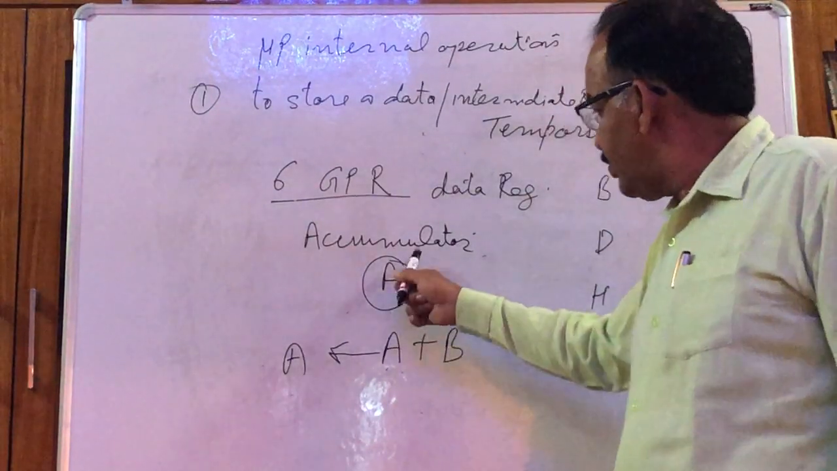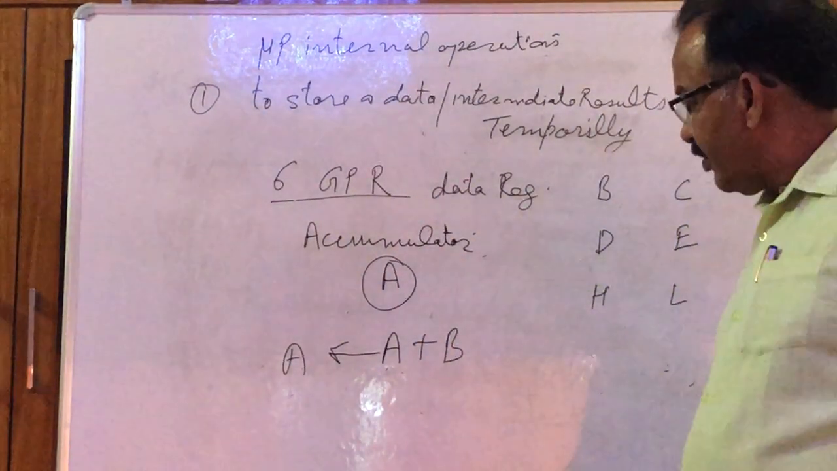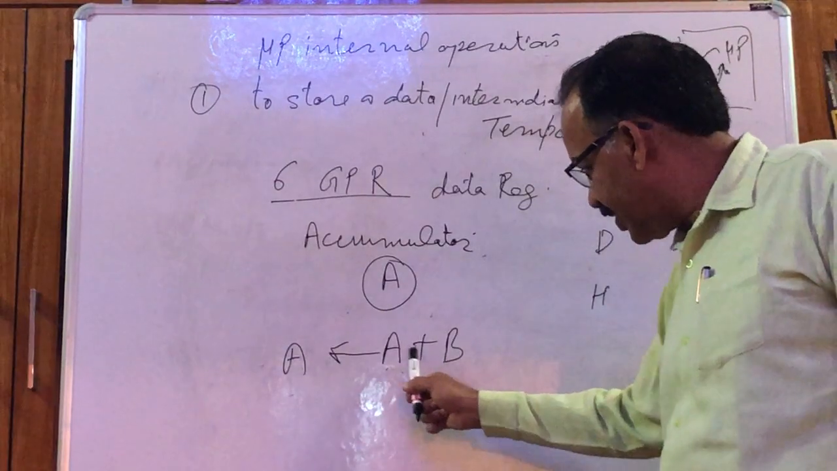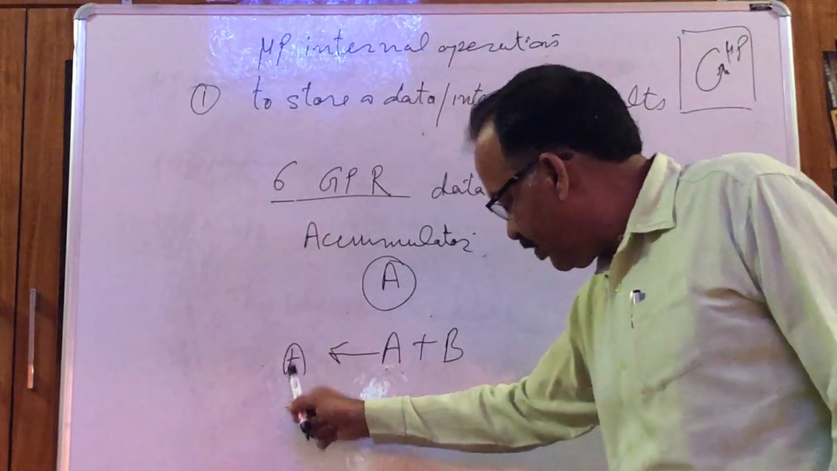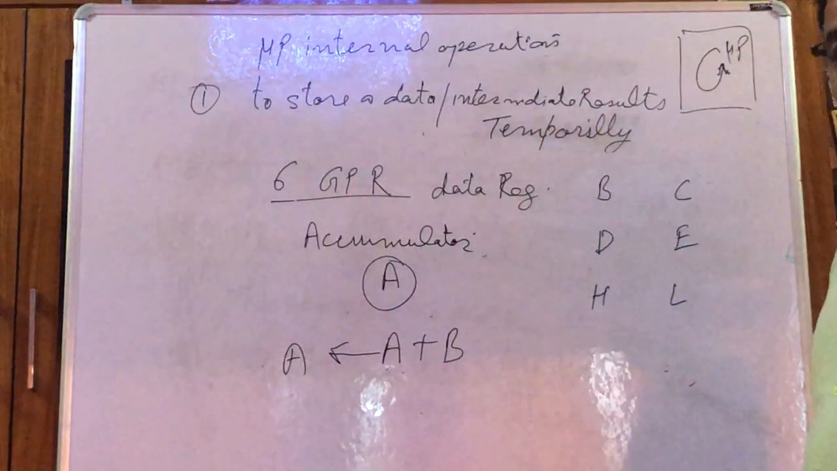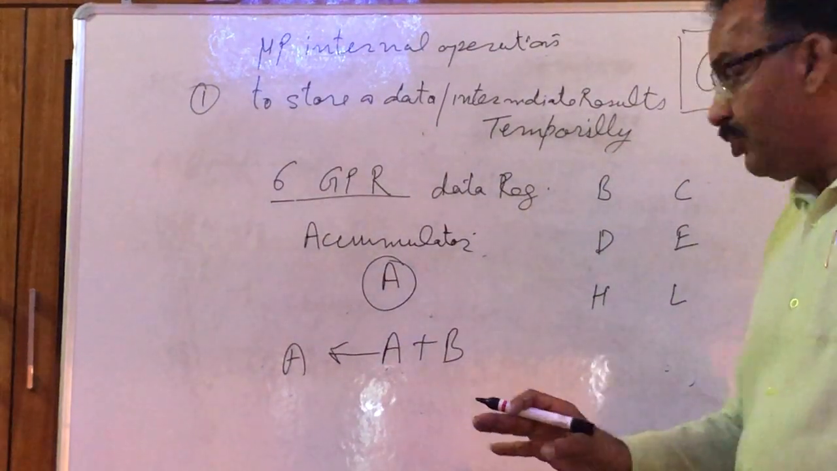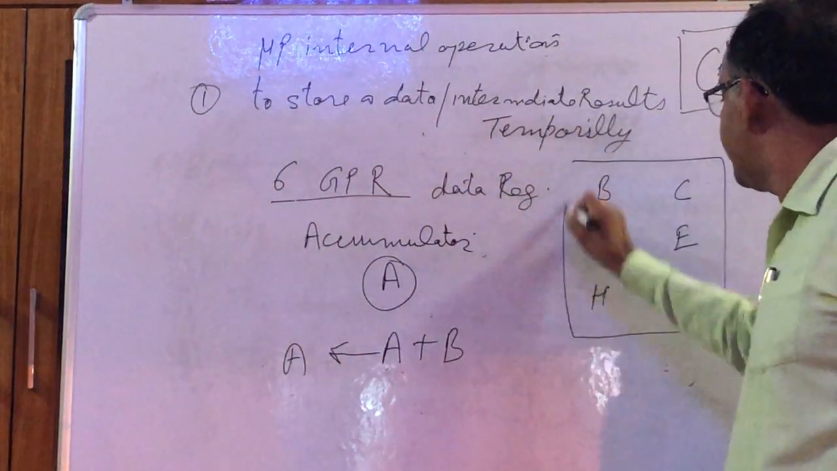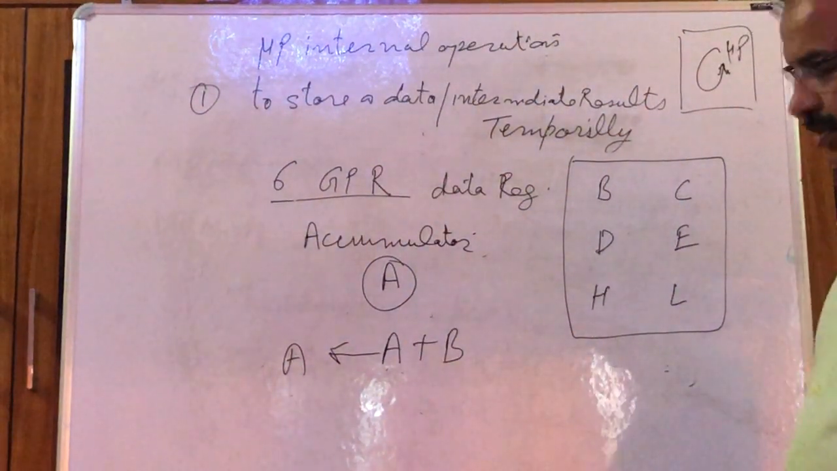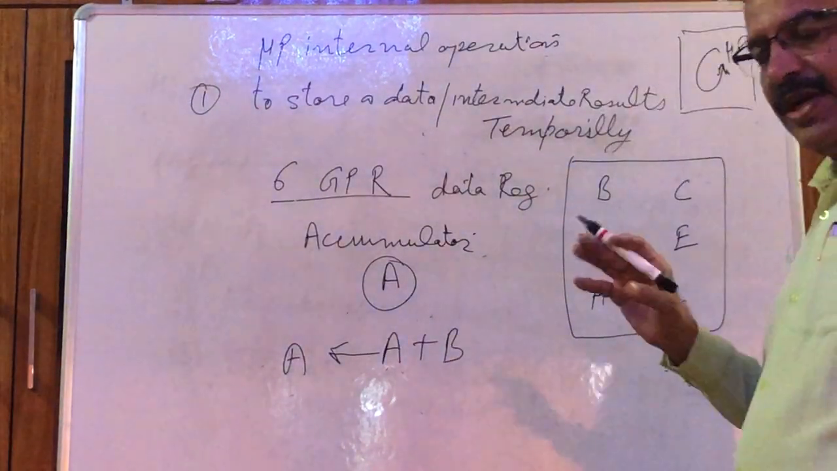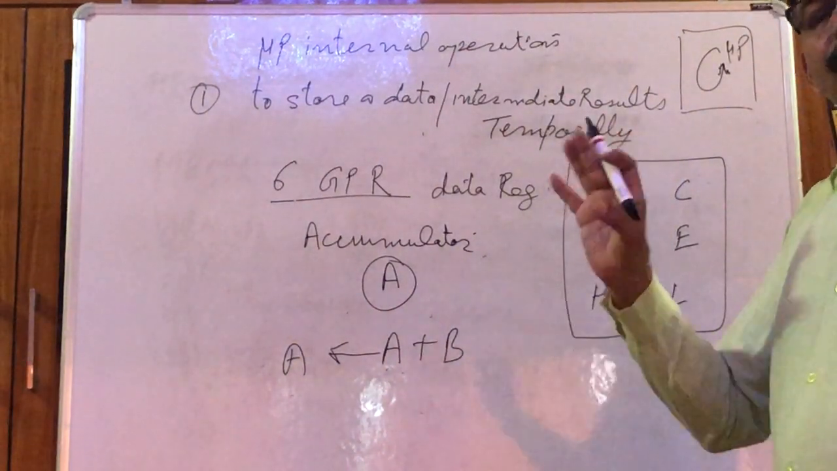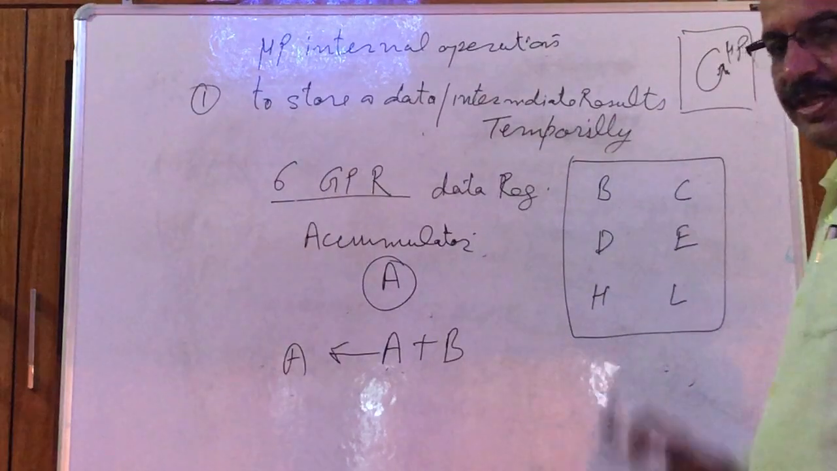And the third operation the accumulator can do, mind, there is one more thing. Due to these 2 features, that it will participate in all the arithmetic and logical operations, and the result will be available in accumulator, this accumulator is considered a part of ALU, not a part of the register unit.